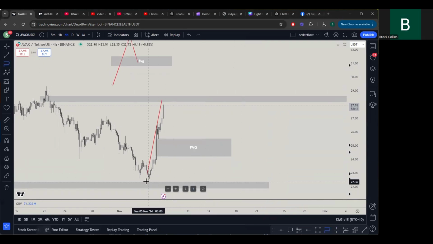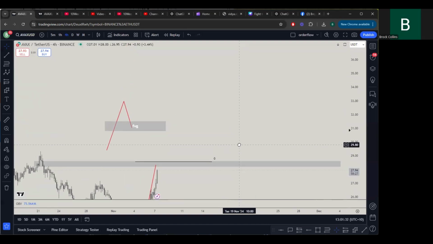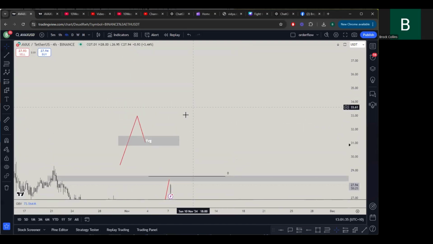So if we're going to push up here, and here's where I think we're going to reverse from. You can look at this fair value gap as a very high probability entry. It's a great place to look for an entry. Now, if you want confirmation of that entry, very simple.